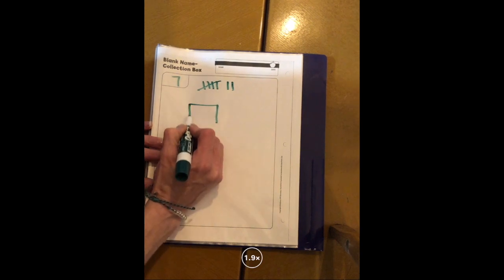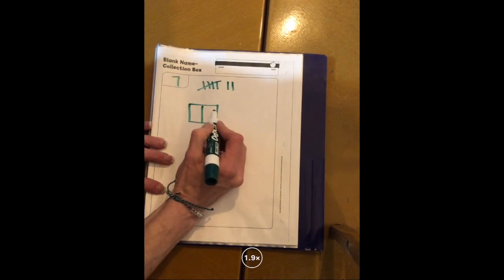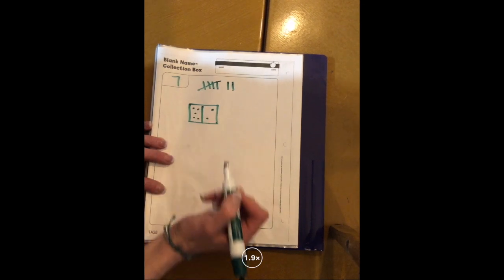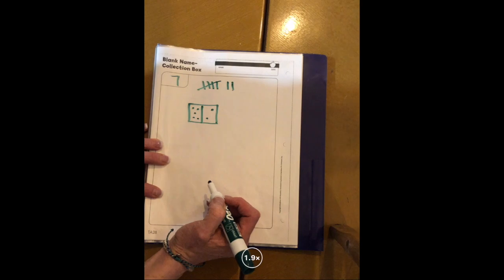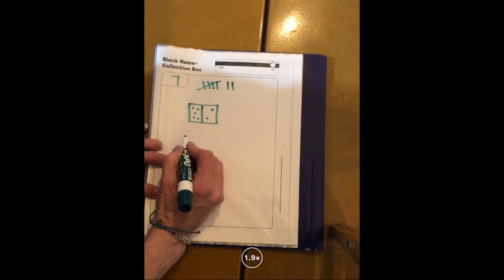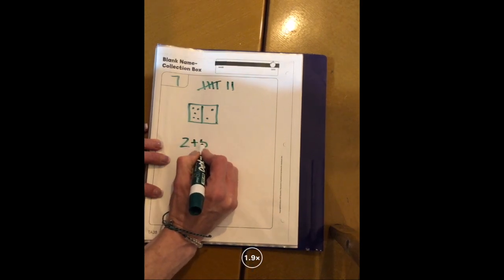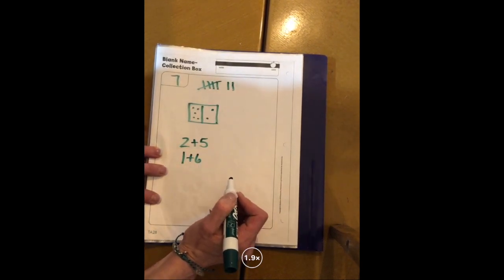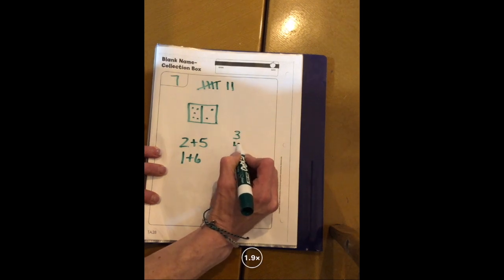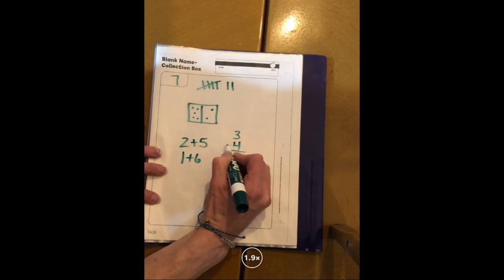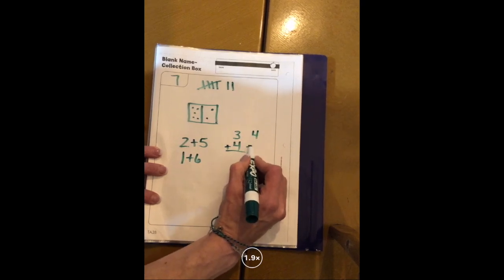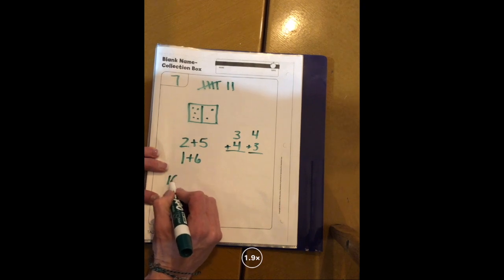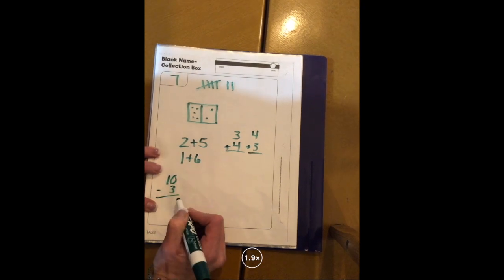You might draw a domino and put 2 on one side and 5 on the other. You might do 2 plus 5. 2 plus 5 equals 7, or 1 plus 6. How about 3 plus 4, or 4 plus 3? They both equal 7. 10 minus 3.